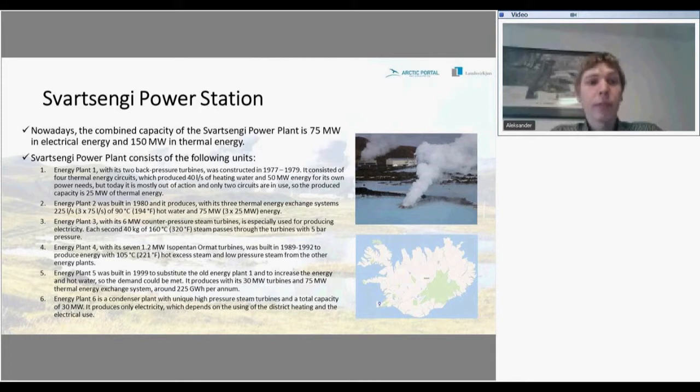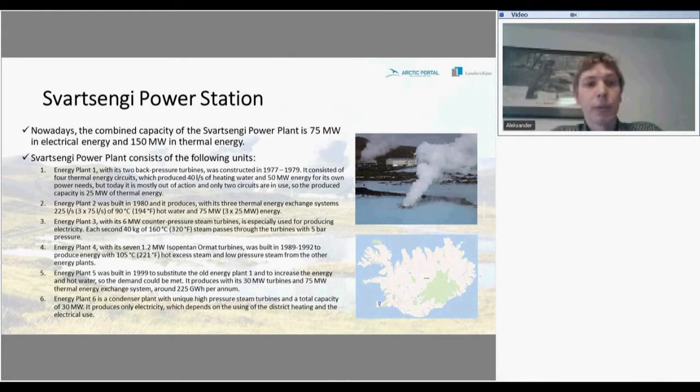Svartsengi power station. This power station presently delivers 75 megawatts of electrical energy and 150 megawatts in thermal energy. The power station consists of 6 units. The first unit, the oldest one, has two back pressure turbines, which delivered around 50 megawatts of energy for its own power needs. Today, that unit is mostly out of action, and only 2 circuits are in use. So the produced capacity is just 25 megawatts of thermal energy.